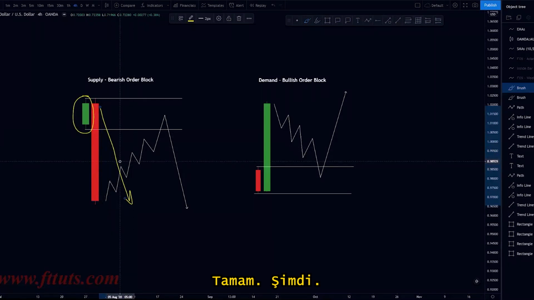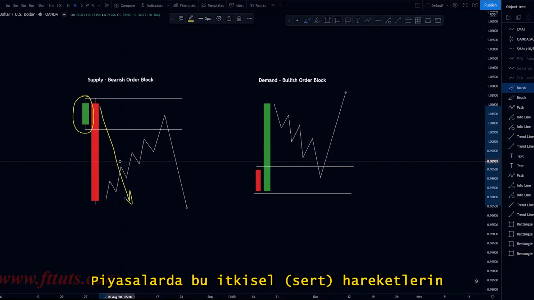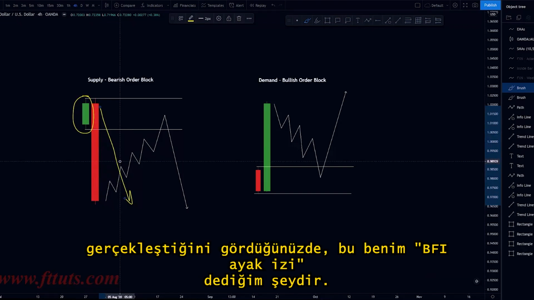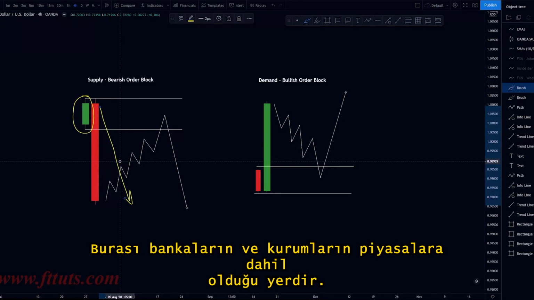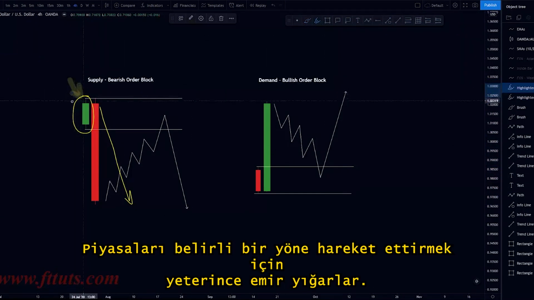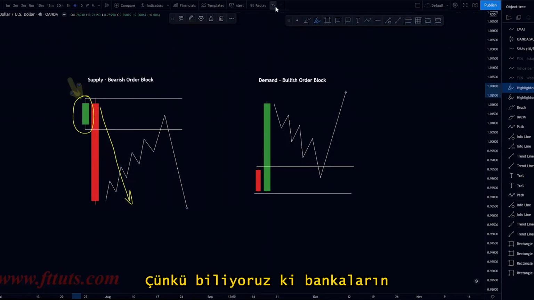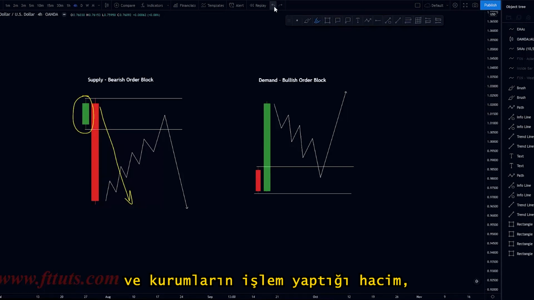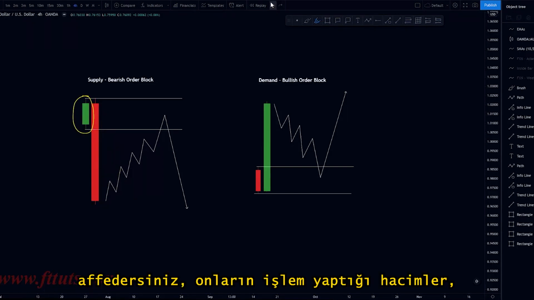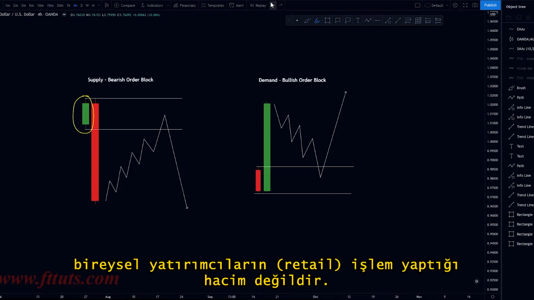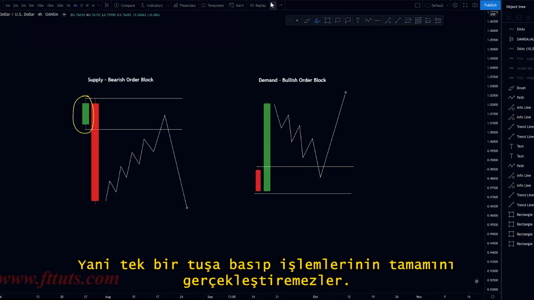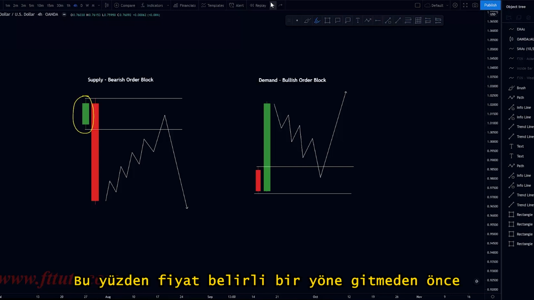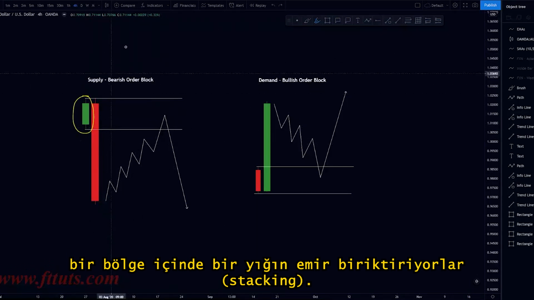Now, when you see these impulsive moves happen in the markets, this is what I call a BFI footprint. This is where the banks and financial institutions got involved in the markets, stacking enough orders to move the markets in a specific direction, because we know that the volume banks and financial institutions are trading isn't the volume that retail traders are trading. So they can't just click one button and get filled completely. So they're stacking a bunch of orders within an area before price pulls out into a certain direction.